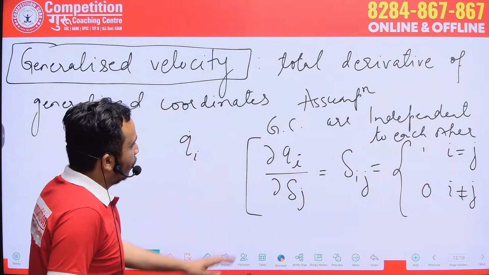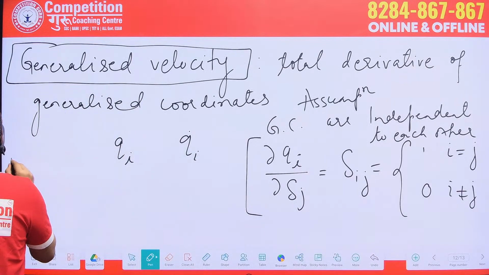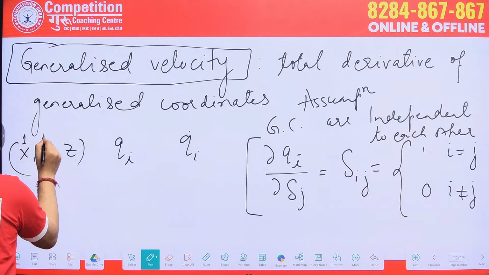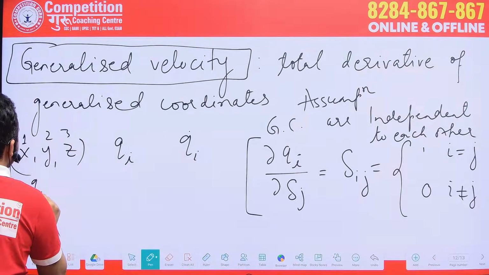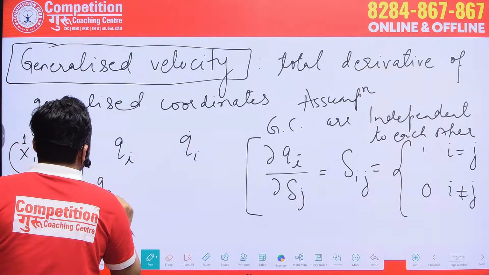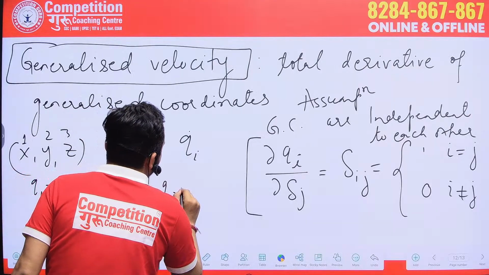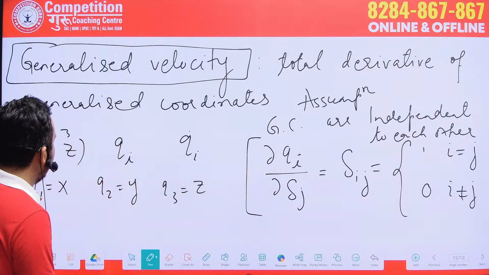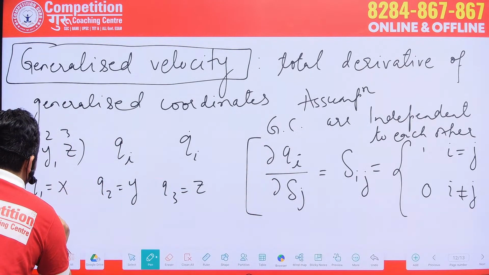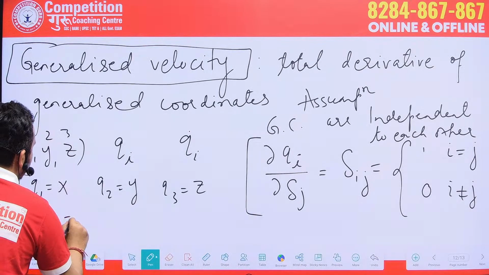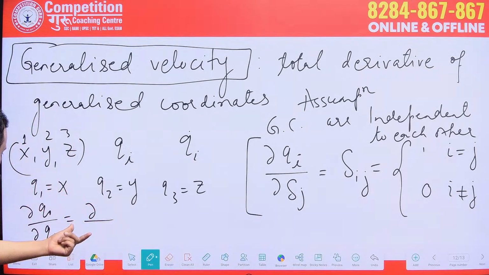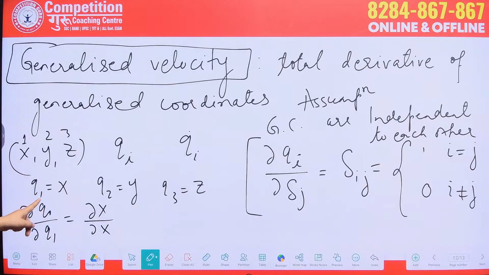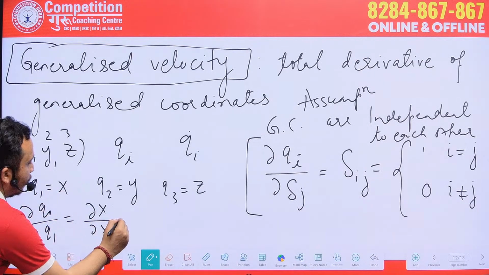In the Cartesian coordinate system we have three coordinates, x, y, z. Let us take this as 1, this as 2, this as 3. So q1 is equal to x, q2 is equal to y, and q3 is equal to z. If I take delta of q1 by delta of q1, that is delta of x divided by delta of x, because q1 is x, so x and x will equal 1.